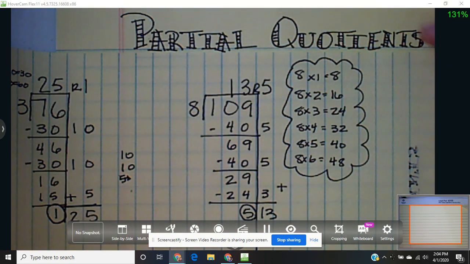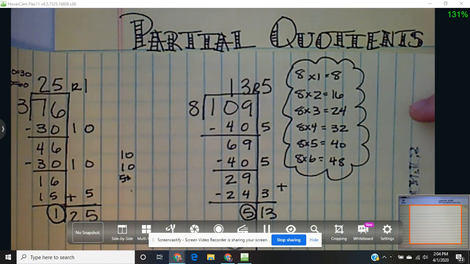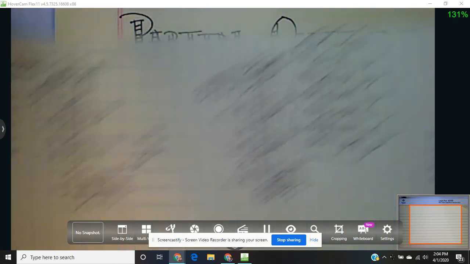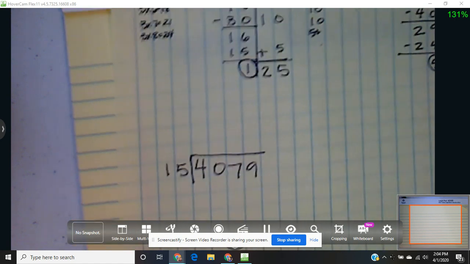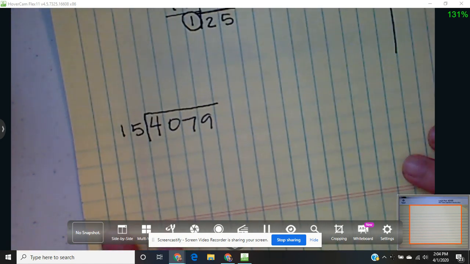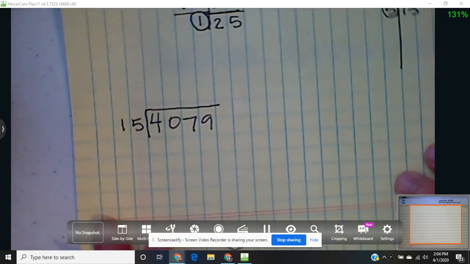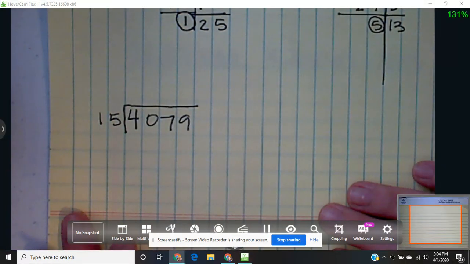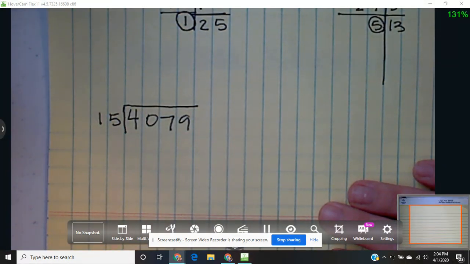All right, last one that we're going to do together. We're going to increase the difficulty and go to those double-digit divisors. For me, partial quotients is the best when I'm doing double-digit divisors because I don't always know my 15s or my 26s or whatever that divisor may be. So this allows me to use what I do know to take the groups.